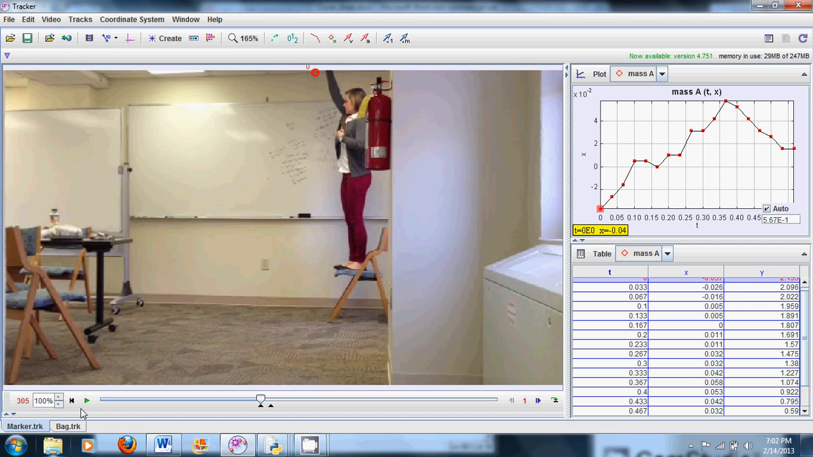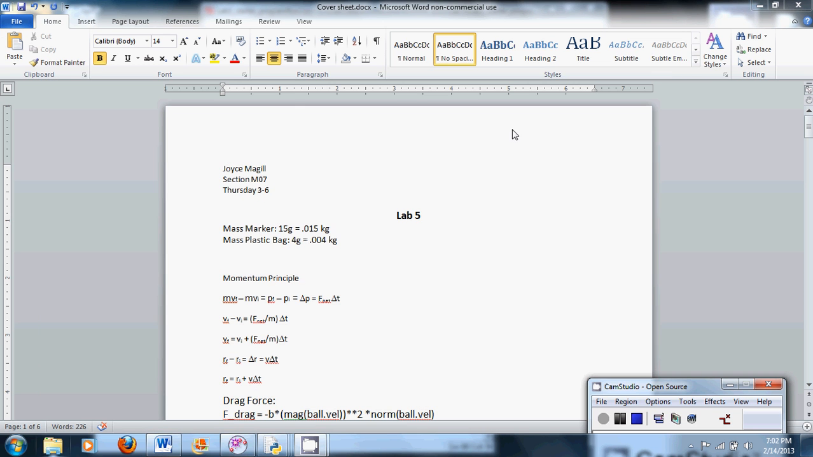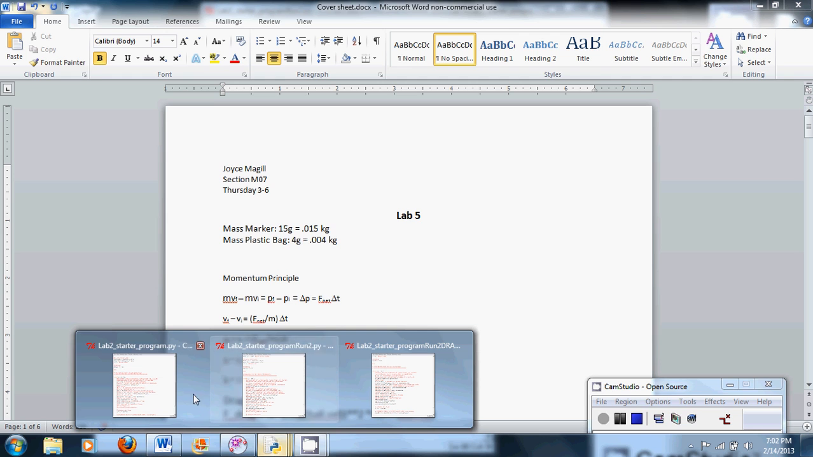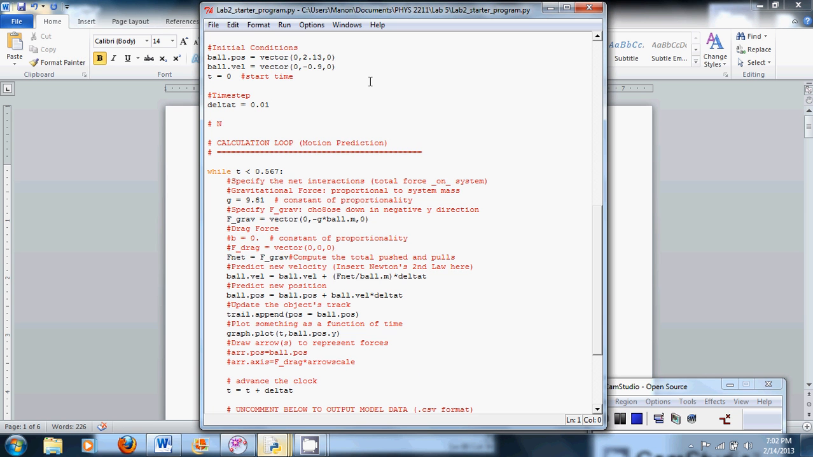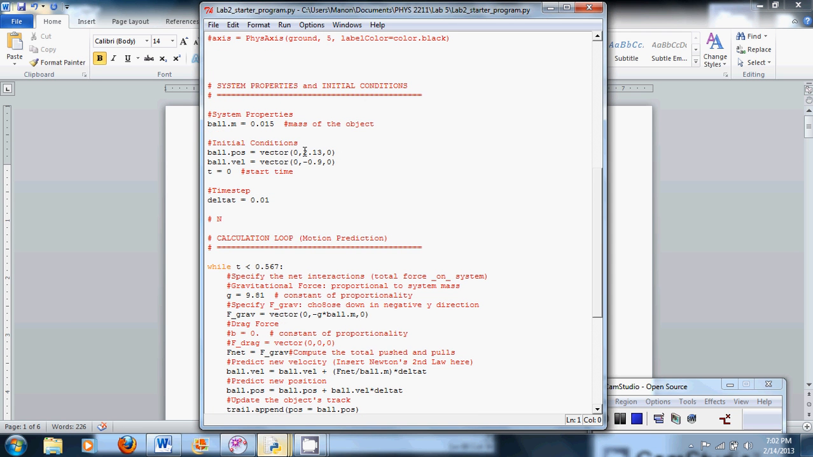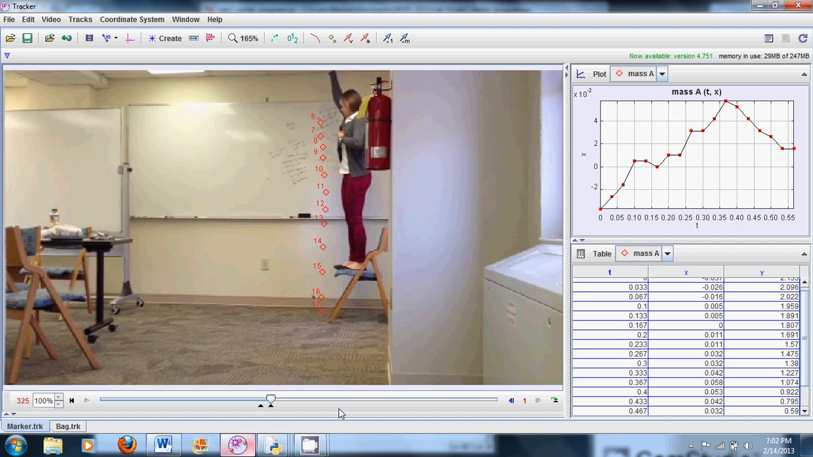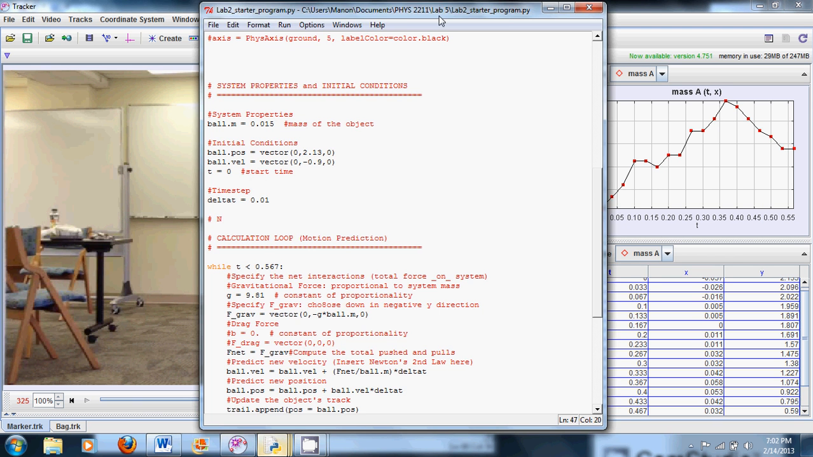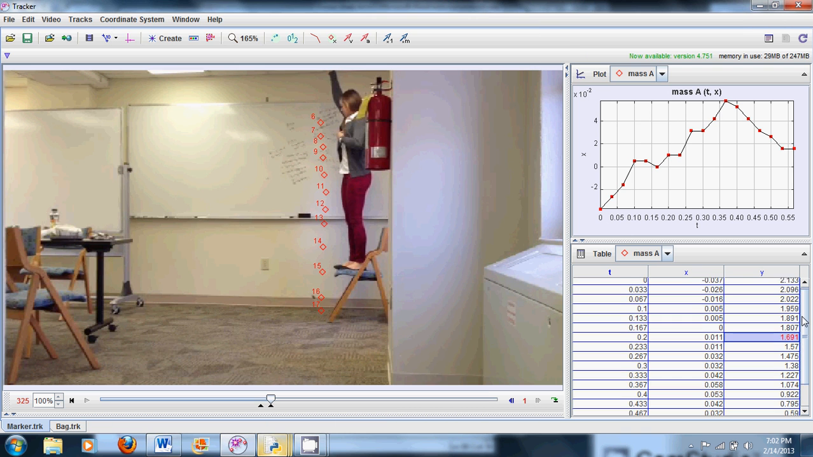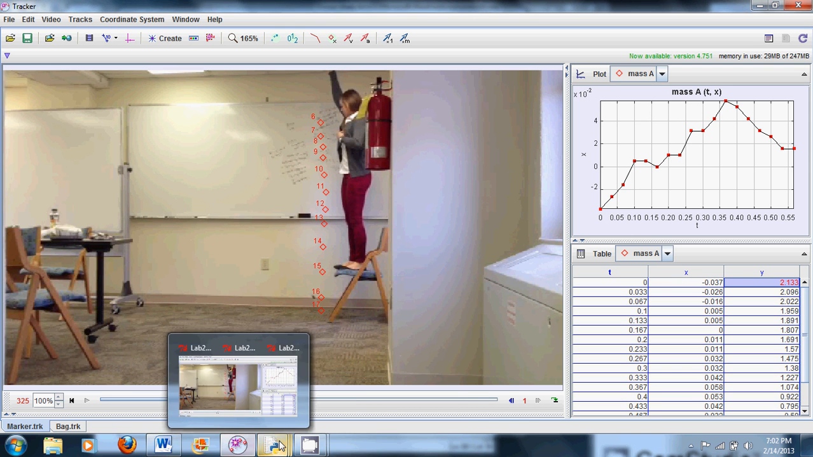I'll go ahead and play the video real quick. So you can see the marker falling. I used Tracker. I tracked the little points, and then I used that data and plugged it into VPython. So the initial position was 2.13 meters, which you can see here on the side.